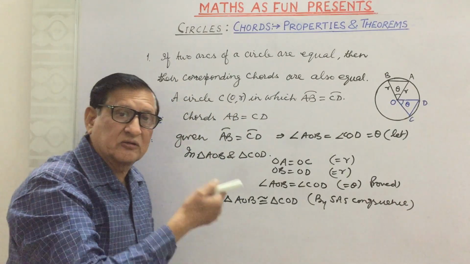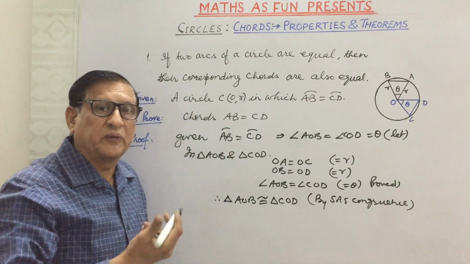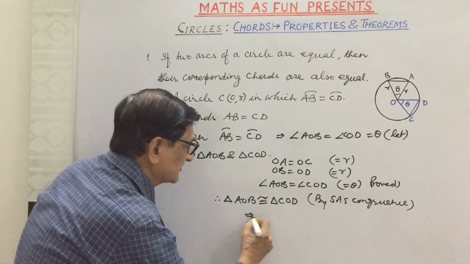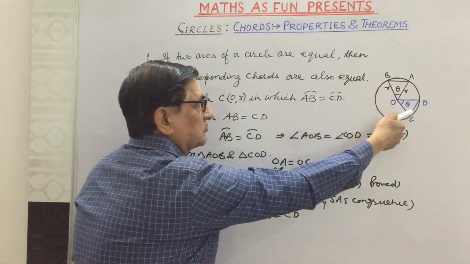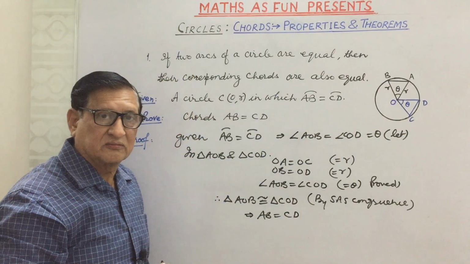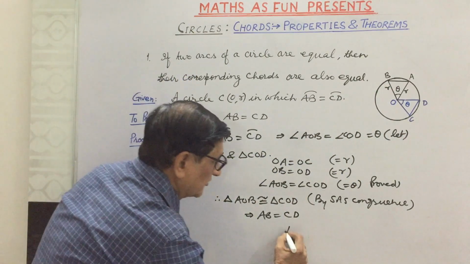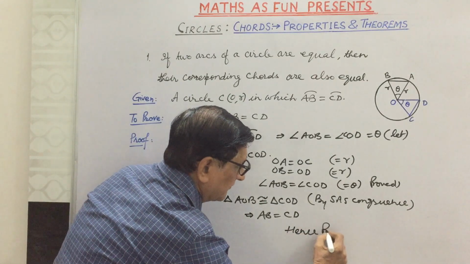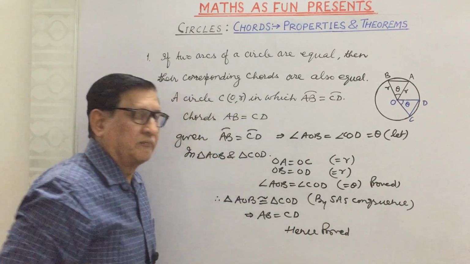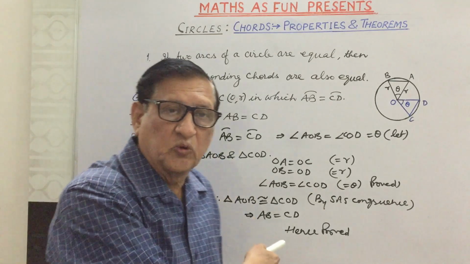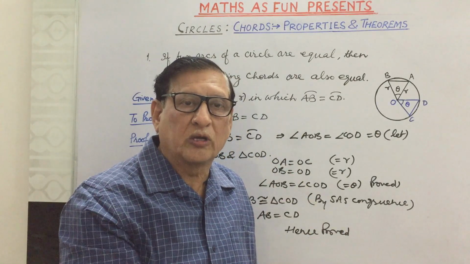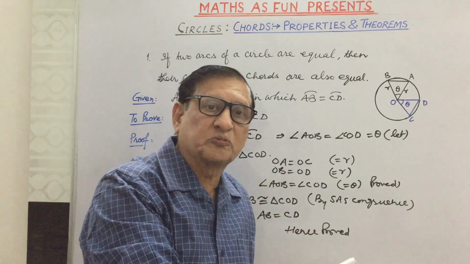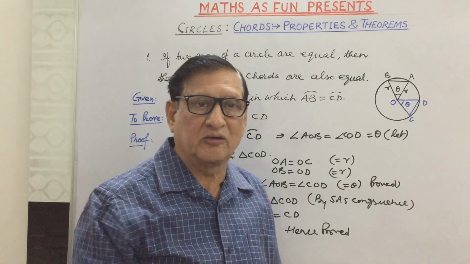And if two triangles are congruent, their corresponding parts are equal. It means we can say that AB is equal to CD. They are the corresponding parts in these two. And that's what we have to prove. So we could learn the proof here that if any two arcs of a circle are equal or congruent, then their corresponding chords are also equal.